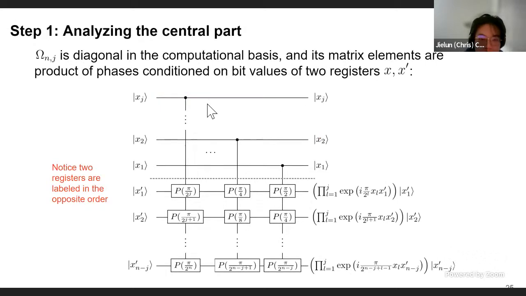So let's take a look at the structure of the central part. It is an operator that's diagonal in the computational basis because all of these are control phase gates. Its matrix elements are actually a product of phases conditioned on the bit values of the two registers, the upper register and the lower register. Notice that I actually labeled the two registers in opposite directions. This will be useful later. You can see that it basically introduces a phase that depends on the bit values of the two registers.